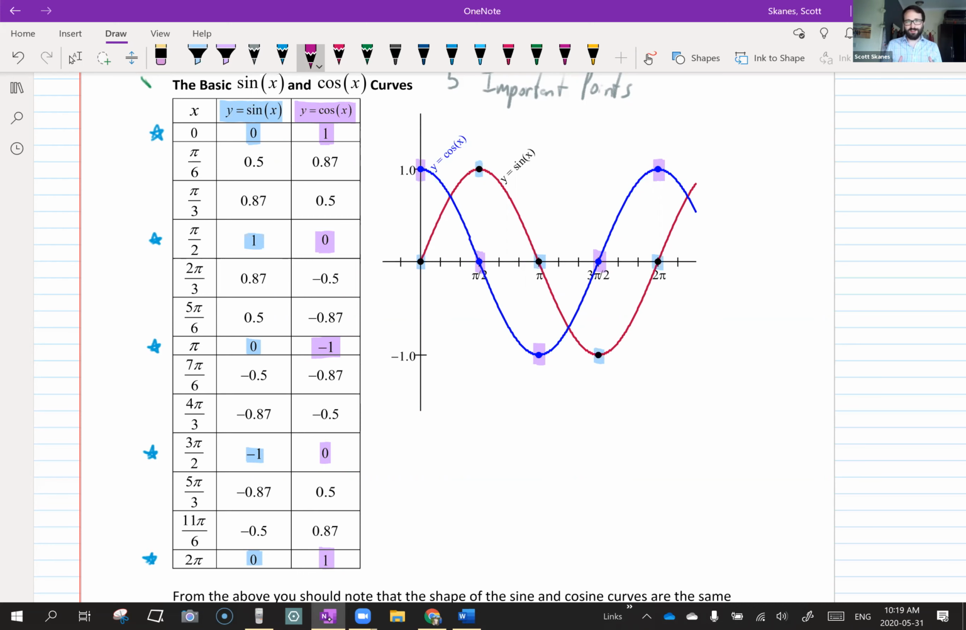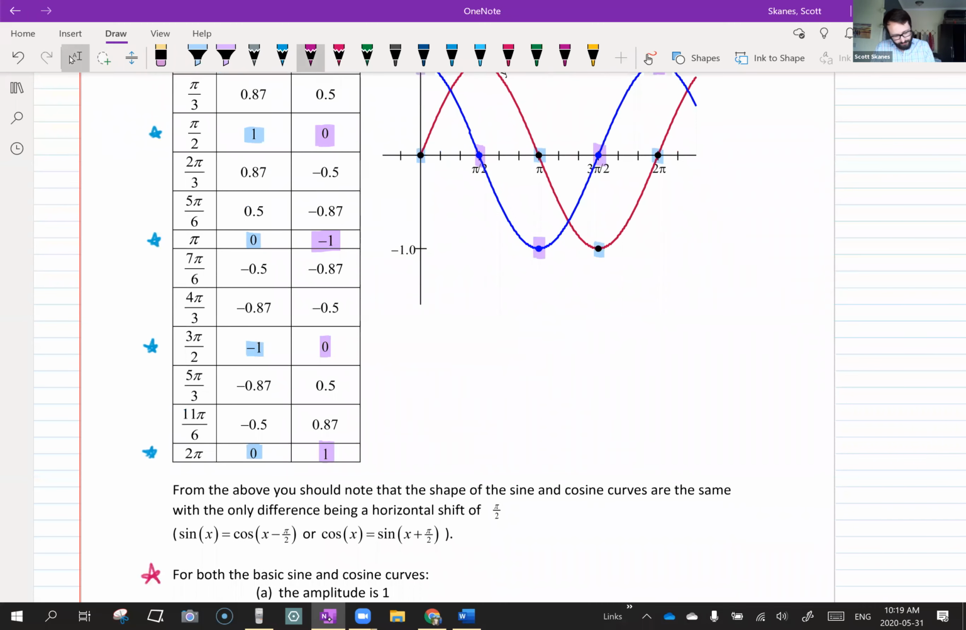I really wish that there was more focus on the unit circle in these courses, because the unit circle helps you understand this very, very easily. But I'm not going to cover that because I'd have to do a whole lesson on the unit circle, which we don't have time for. One thing I will mention is that I'd like you to notice the y-intercepts.